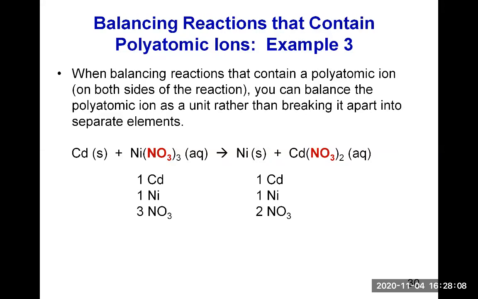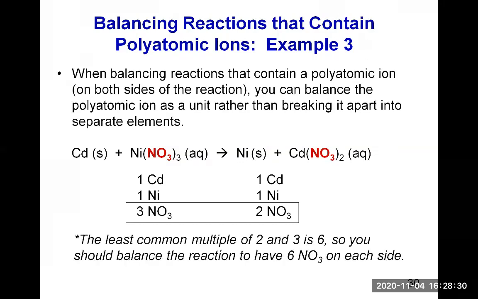So you don't need to separate the nitrogen and the oxygen. It's much easier to keep the nitrate together because it stays as a unit, from the left side to the right side. So here cadmium and nickel are balanced and the nitrate are not. So we have 3 on the left and 2 on the right. And when we have 3 on the left, 2 on the right, or vice versa, the least common multiple of 2 and 3 is 6. And that's how you want to balance this.